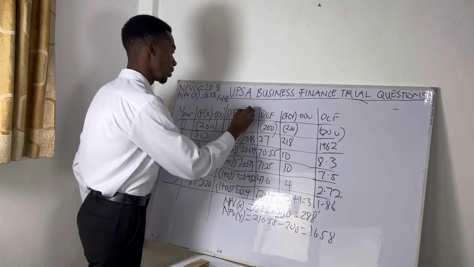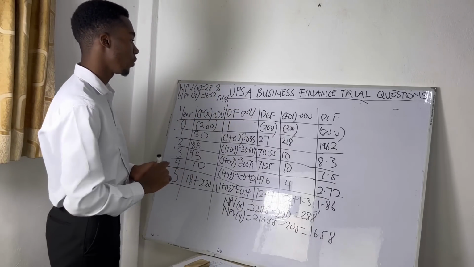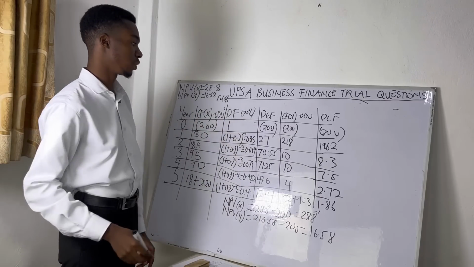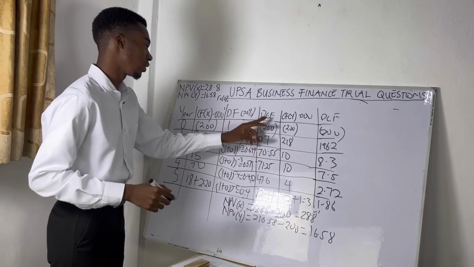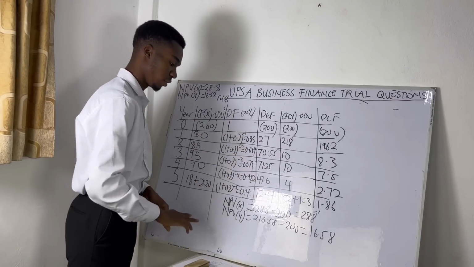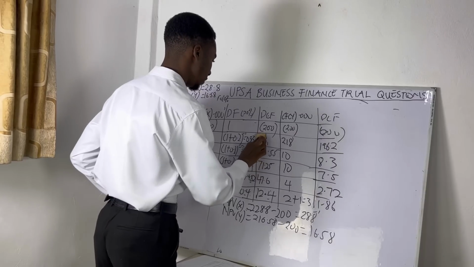So let me put a 20% here. The first one, I used 10%. That's why we got 0.1, 10 over 100. This time 20%, so 20 over 100, then we get 0.2. So to get our discounted cash flow, we'll multiply this by this, just like we did. So we're going to get different values. So let me just erase everything.